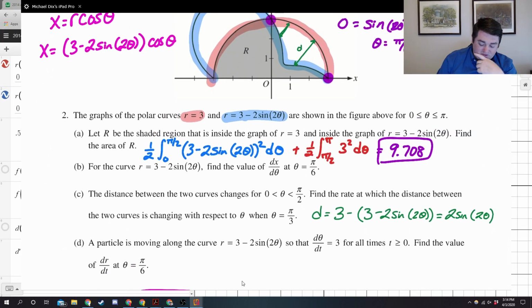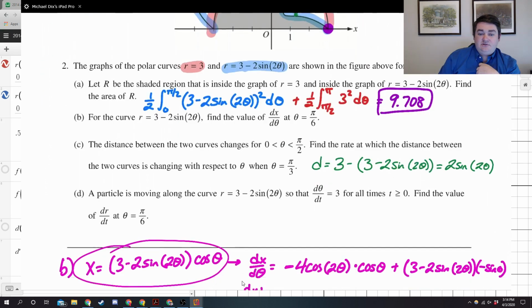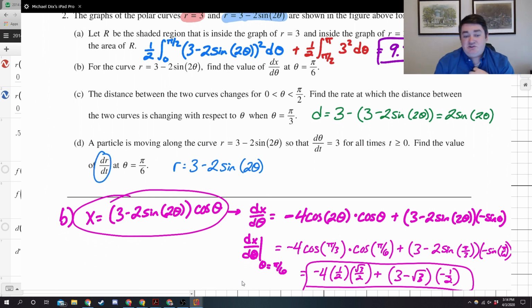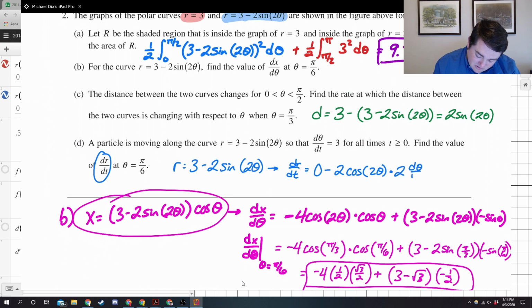And last one, a particle is moving along the curve 3 minus 2 sine 2 theta so that d theta dt equals 3 for all times t greater than 0. Find the value of dr dt at theta equals pi over 6. So here's what I know. I know that r equals 3 minus 2 sine of 2 theta. But now we are being asked to take the derivative of this not with respect to theta, but with respect to t. So this is a bit of an implicit derivative meets polar graphs problem, where dr dt equals 0 minus 2 cosine 2 theta times 2 d theta dt. I'm taking the derivative with respect to t instead of theta.